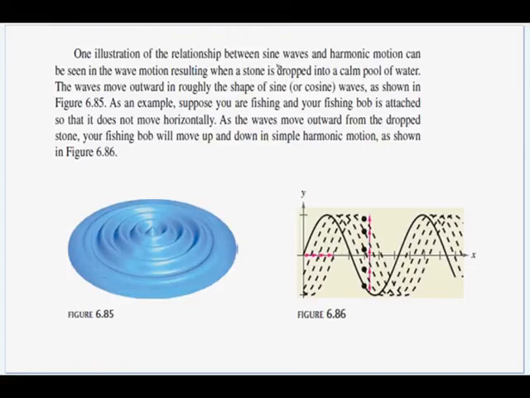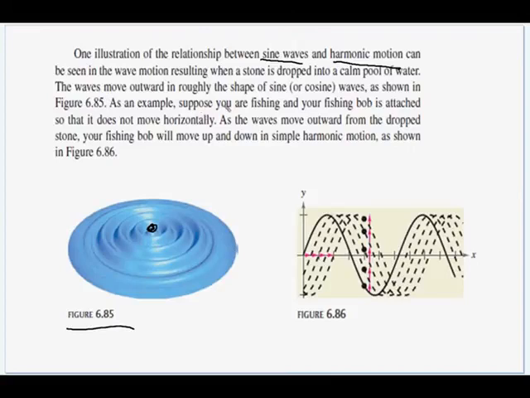One illustration of the relationship between sine waves and harmonic motion can be seen in the wave motion resulting when a stone is dropped into a calm pool of water. The waves move outward in roughly the shape of a sine or cosine wave, as shown in figure 685. So the pebble hits the water and we have that ripple motion.